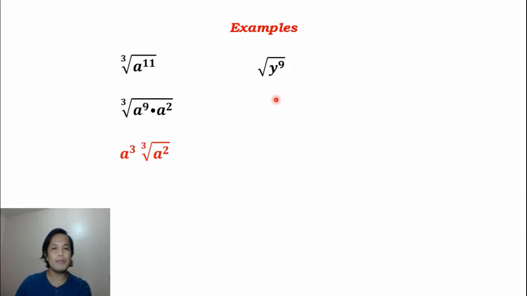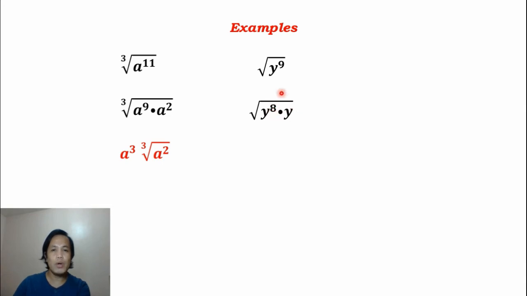Another example, say the square root of y raised to 9. The same concept, we factor out the radicand y raised to 9 in such a way that the exponent of one of the factors will be divisible by the index. In this case, our index is 2. So therefore, we can rewrite this one as the square root of y raised to 8 times y, because it has an assumed exponent 1 here.